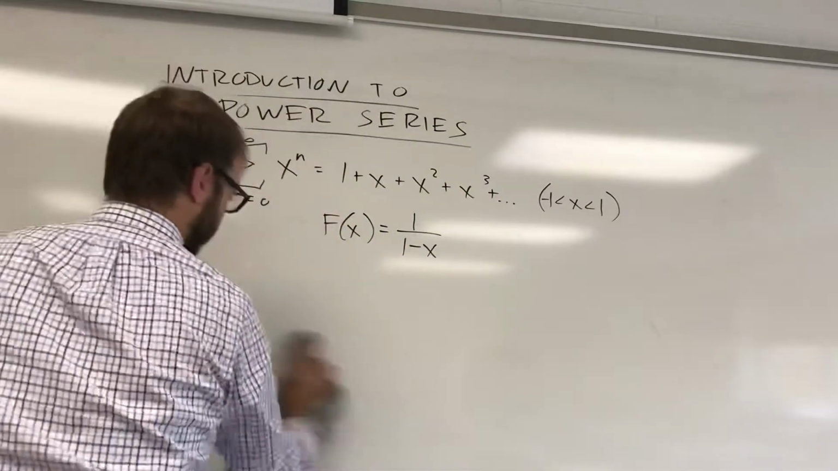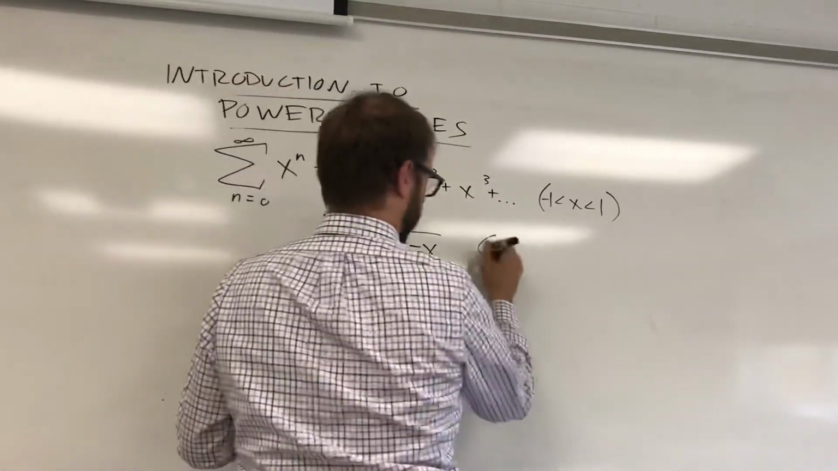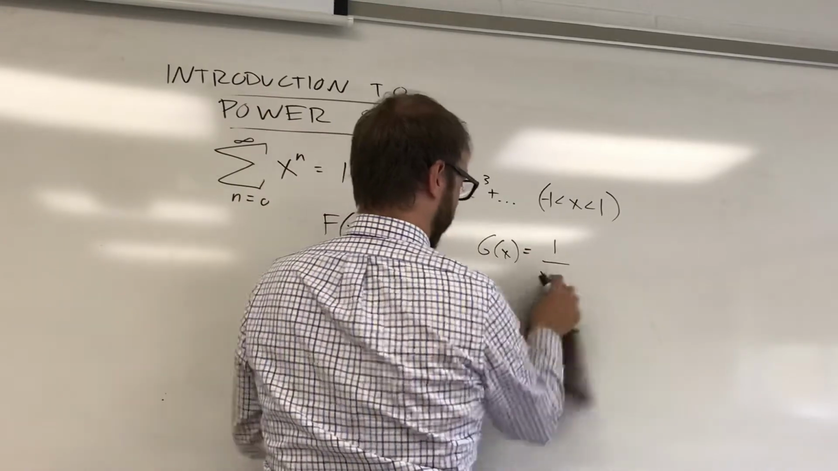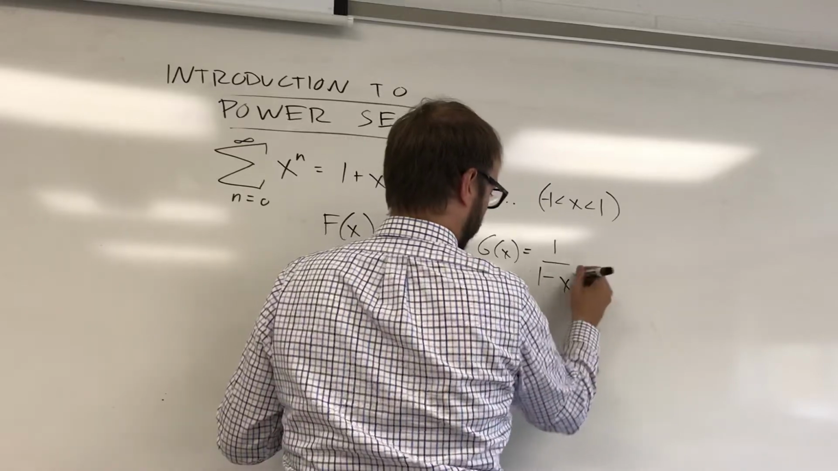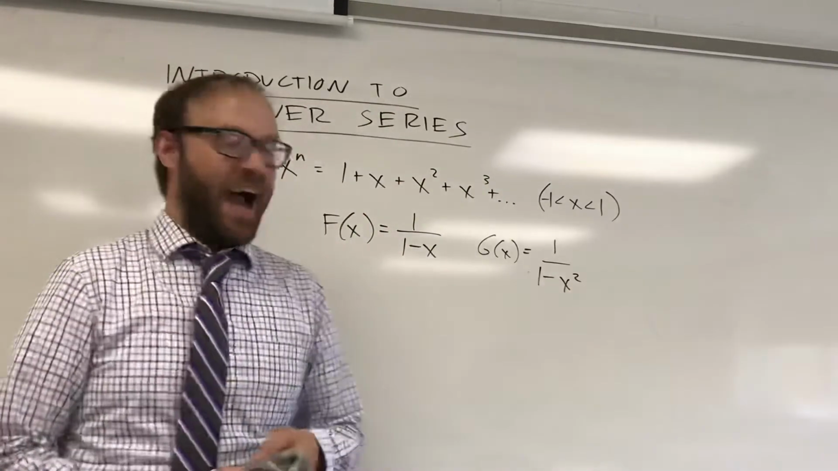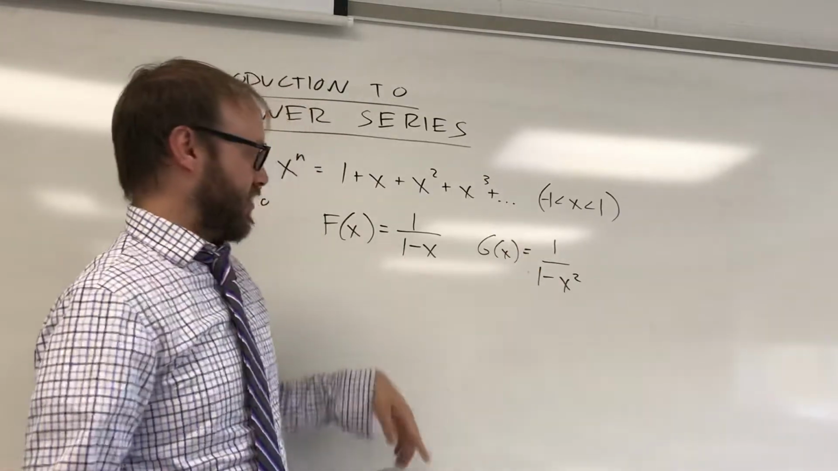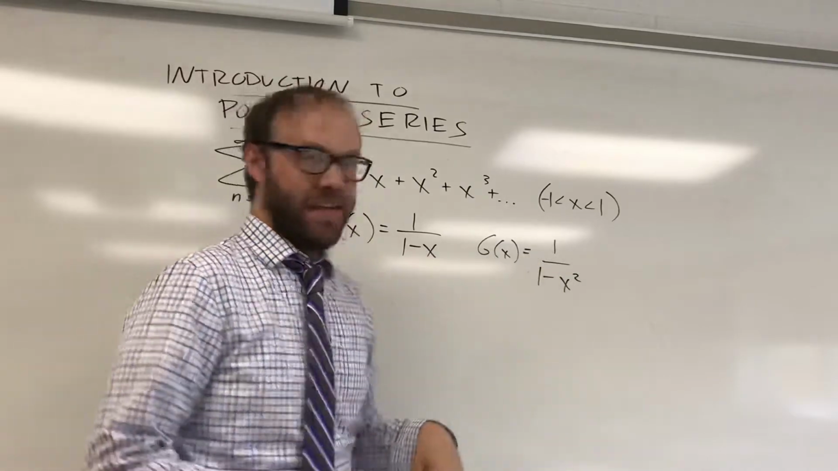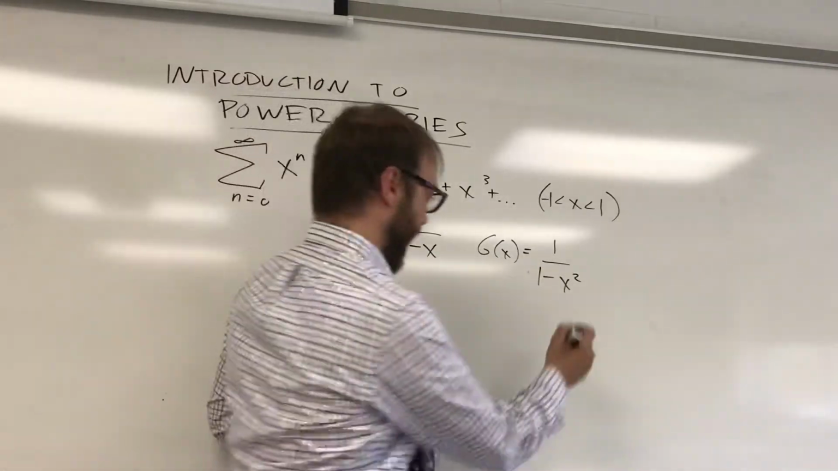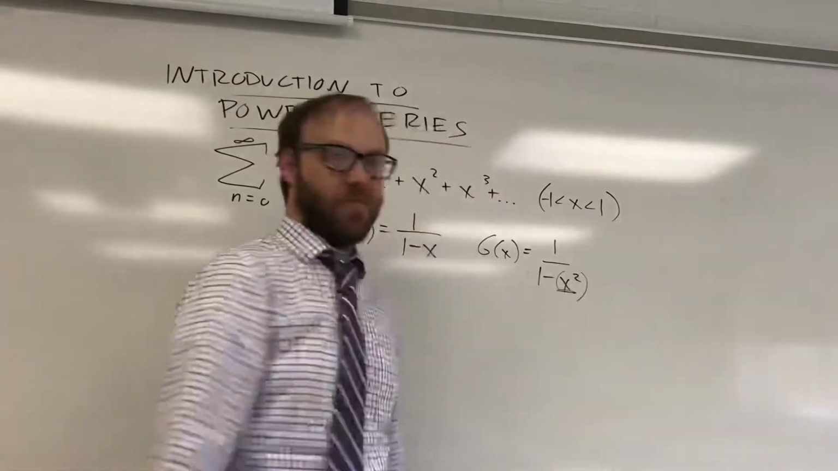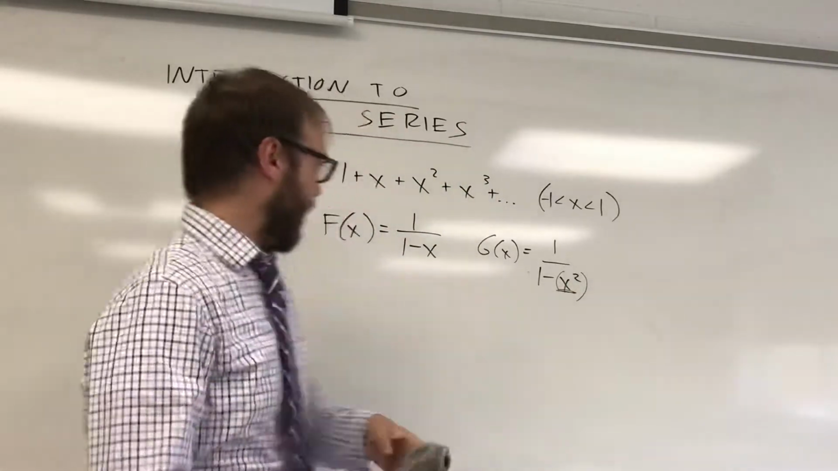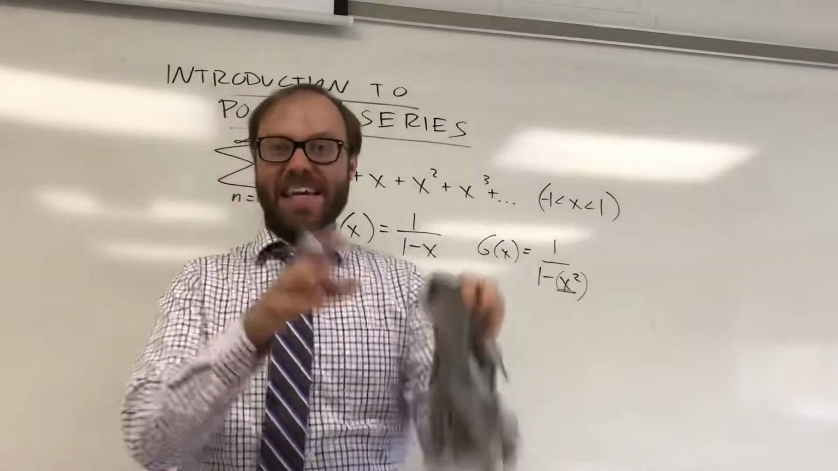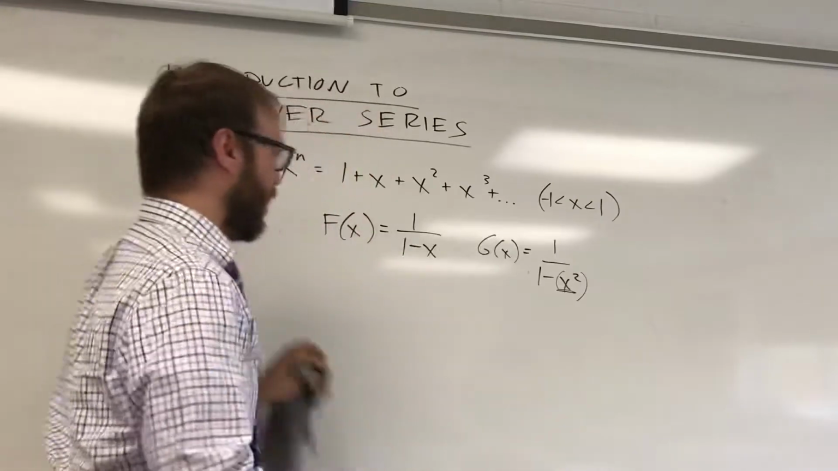So let's say that I had a function g of x is equal to 1 over 1 minus x squared. Okay? I notice that this looks a whole lot like this. It's still 1 over 1 minus something. The difference is, instead of an x, I have an x squared as my input. So same kind of thing. You're just going to write out the original series, and you're just going to replace every x with an x squared. I'm replacing the input. I'm replacing the variable with an x squared.